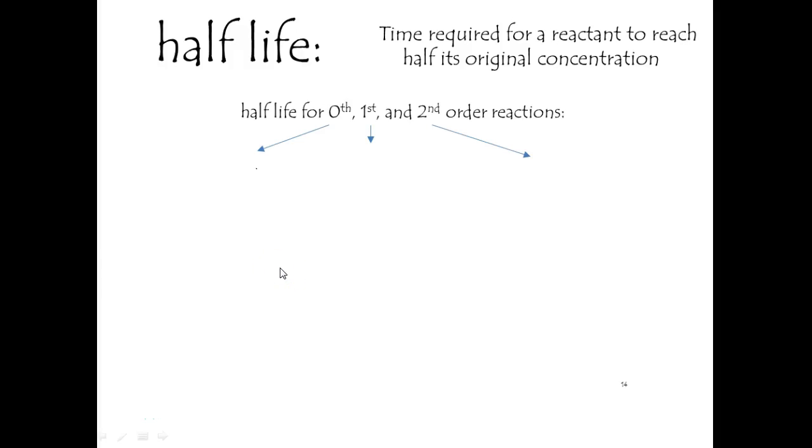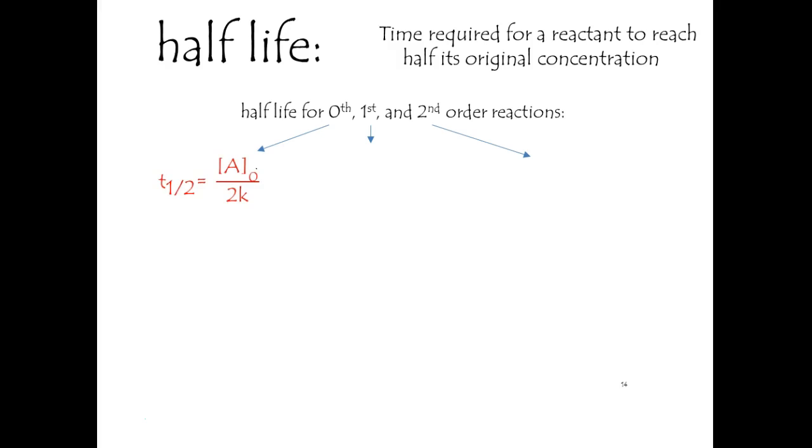Regardless of the reaction order, there must be a certain amount of time it takes for a reactant to go to half of its original concentration. This is called half-life. And for each type of reaction, each order of reaction, zeroth, first, or second order reaction, there's a formula for each. Let's take a look at each of these formulas and explain them a little bit.